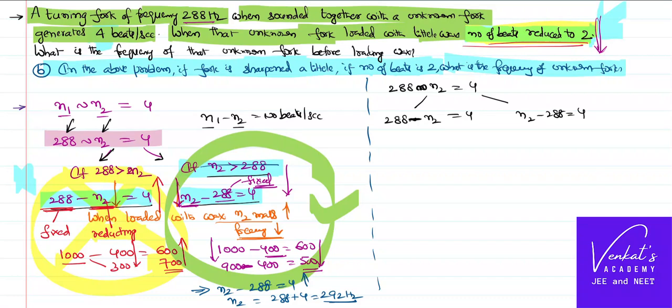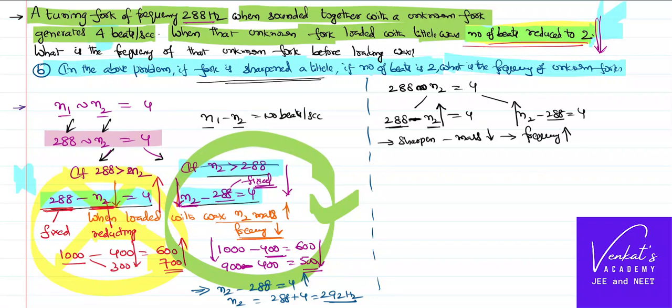Who is right? We don't know. To verify that, it was given that the unknown fork is sharpened a little. What happens when you sharpen? When you sharpen a fork, its mass reduces, it is able to oscillate more comfortably, so its frequency increases. So in both the cases, 288 is fixed, but N2 is sharpened, so its frequency increases.